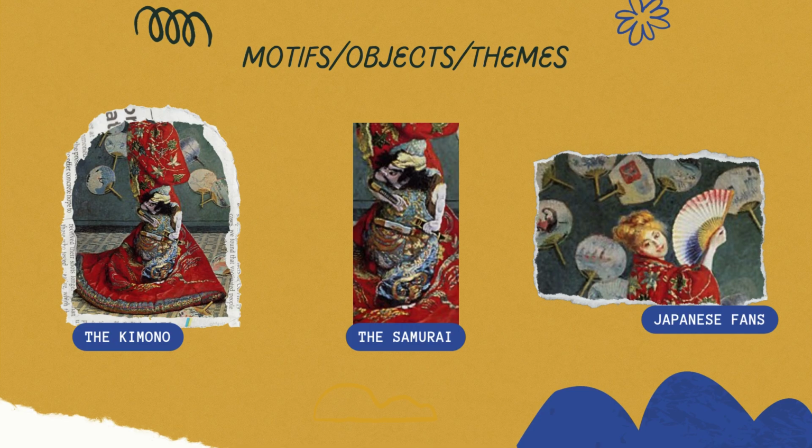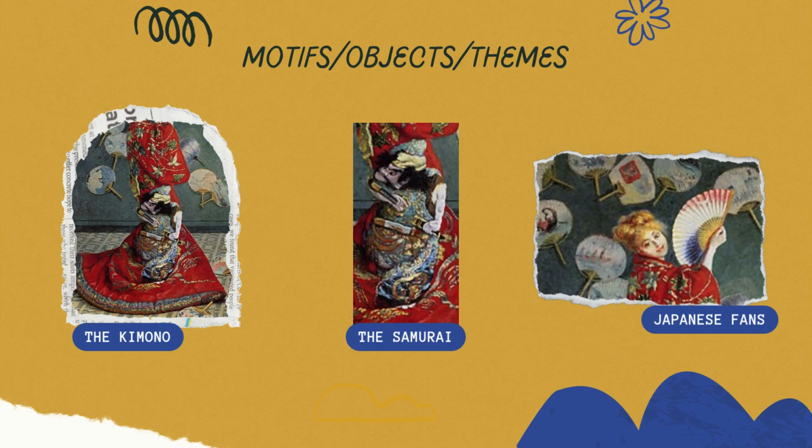Next, I'm gonna talk about the motifs. First is the kimono. The red kimono worn by Camille Monet is a striking foreign element central to the painting. Monet chose this garment to showcase the allure of Japanese design and its craftsmanship, reflecting the Japanese movements that captivated Europe during the late 19th century.